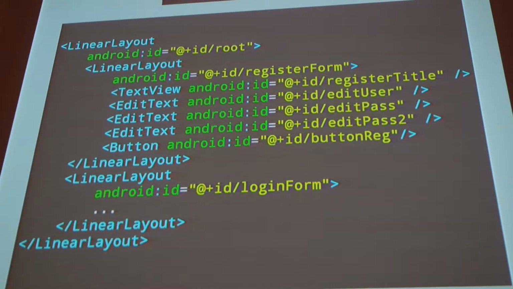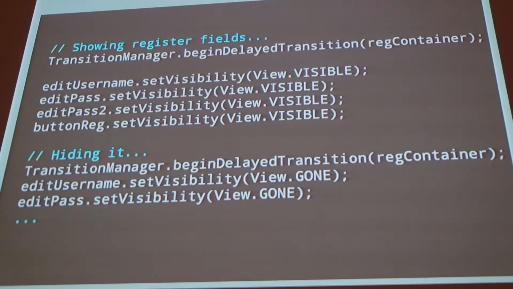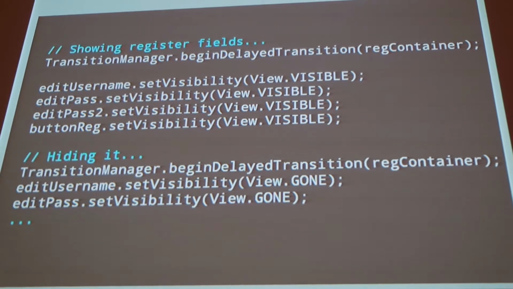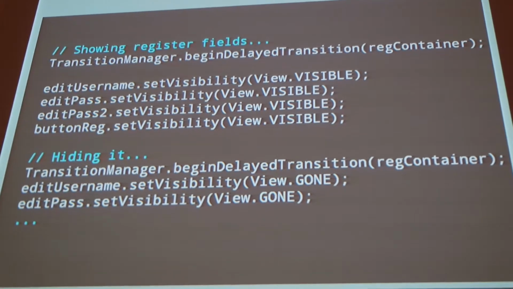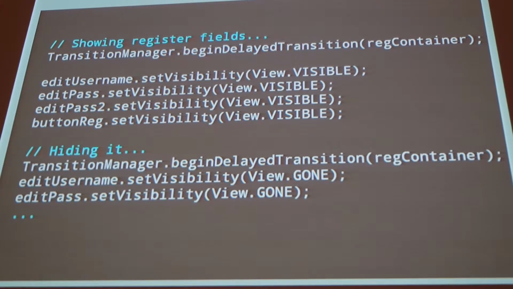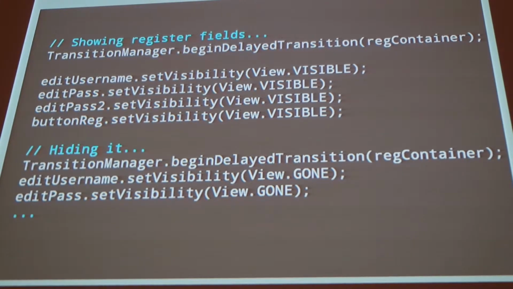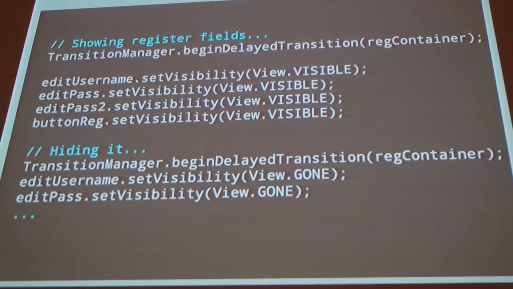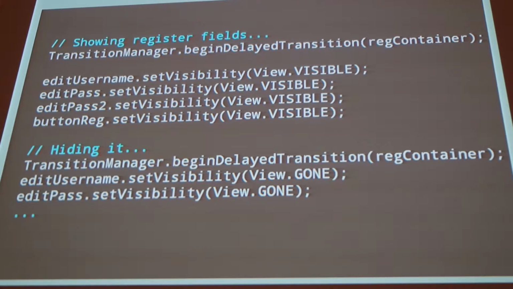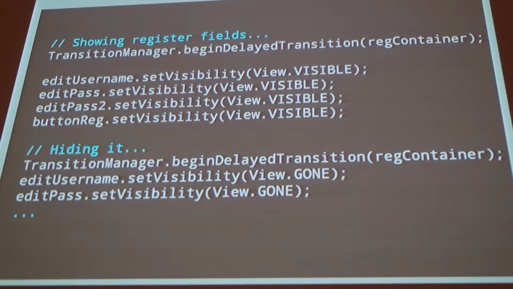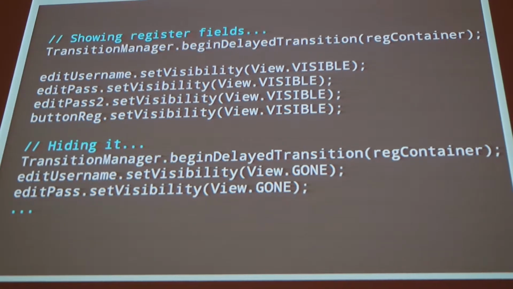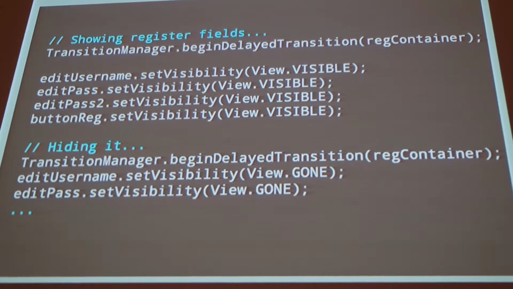So all I have to do is tell the system to begin a delayed transition on my container, a view group, and then I set the visibility of my fields to visible. And then the framework will just do all the animations for me. So what it does, it saves the state of the screen before you change something on the layout, and after you have changed something, and animates between these two states.